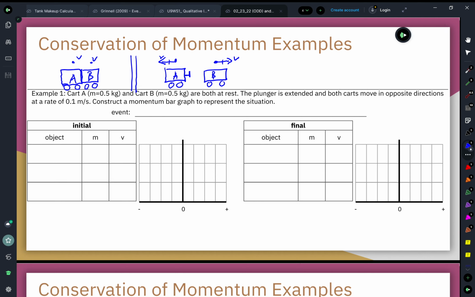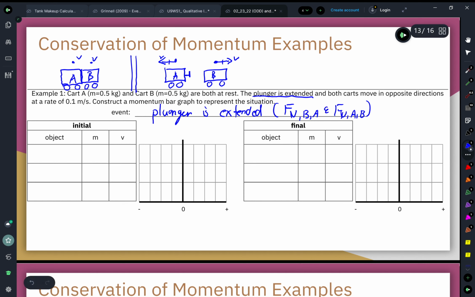Well, the very first step to solving this is to specify the impulsive force event that separates that initial and final situations. What's happening here is the plunger gets extended. That is going to be our event. The plunger is extended. If we want to actually relate that to a specific force, that is going to be the force normal on cart B by cart A and force normal on cart A by cart B. If we're talking about the specific impulse force that we're going to have there, it is both of these. Equal magnitude, opposite in direction.